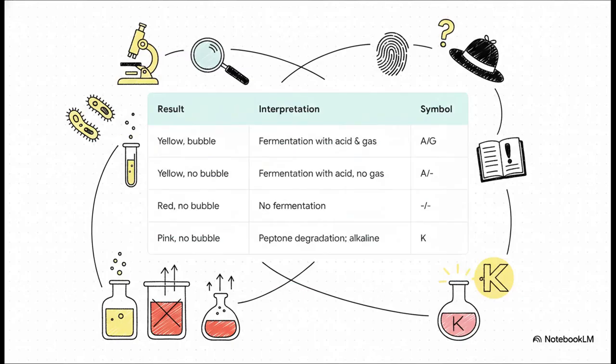And of course, just like real detectives, microbiologists have a shorthand: A/G for acid and gas, A/- for just acid, and K for an alkaline reaction. Every single detail helps build that unique profile of our suspect.